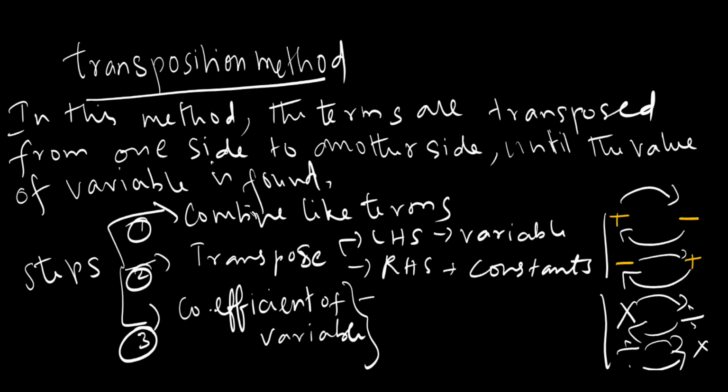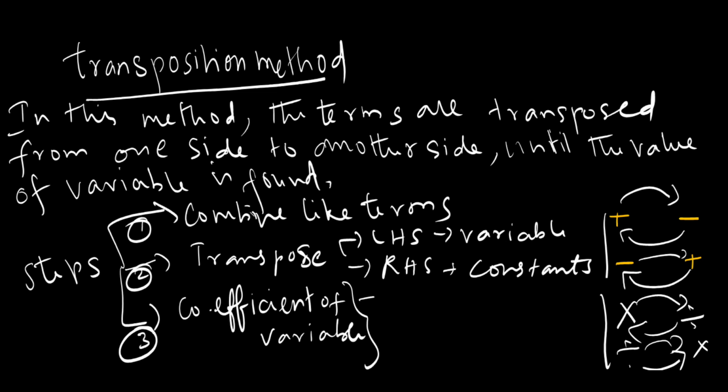Always keep the variable whose value you want to find on the left side, and transpose every constant to the right hand side. When you are transposing, the plus sign will become minus, and the minus sign will become plus.